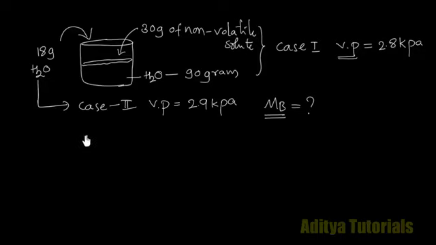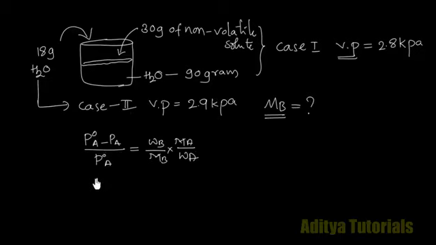We know the formula, that is (P naught of A minus P A) divided by P naught of A, and that is equal to WB MB into MA divided by WA. In this, whatever the given contents are there, we have to put in this.